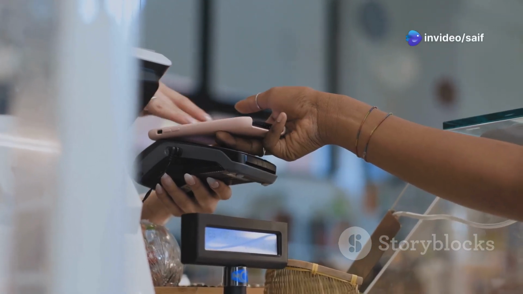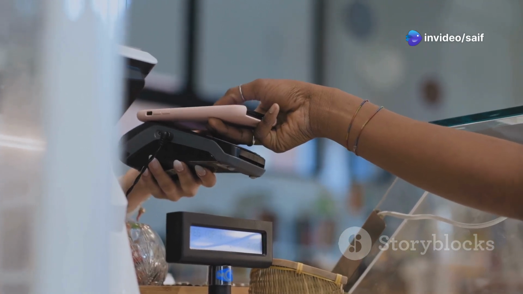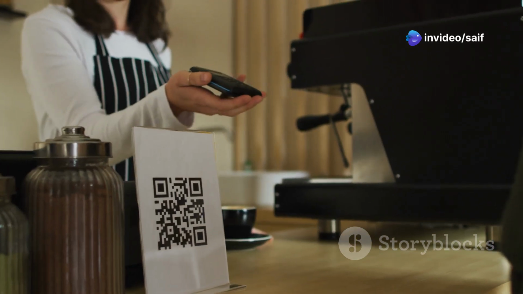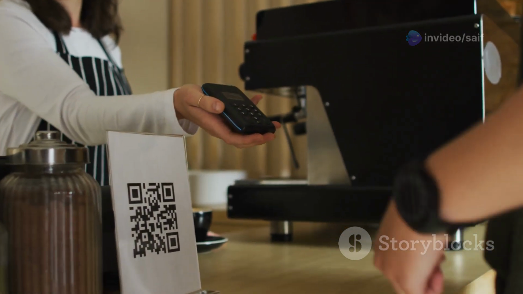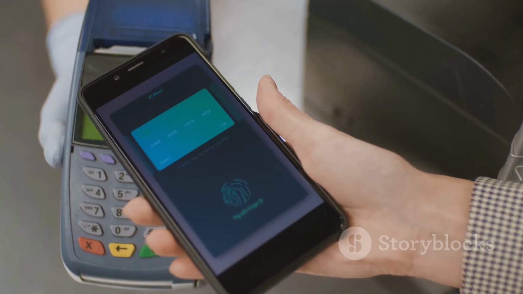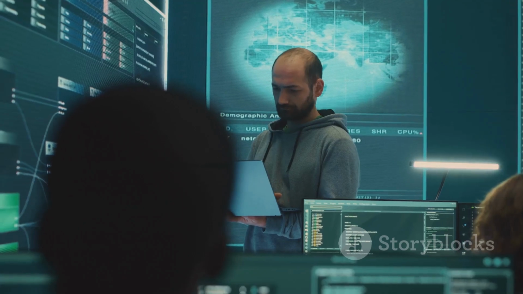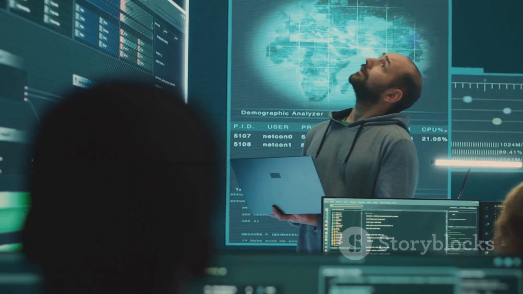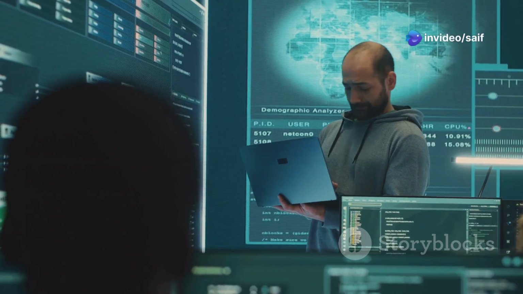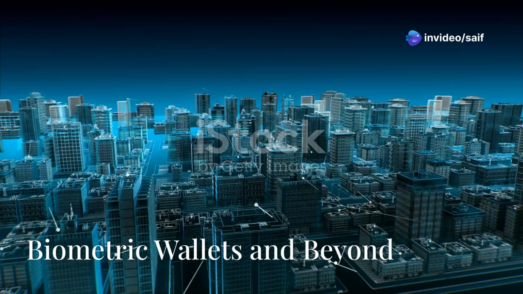This digital revolution transformed how we interact with money. Cash transactions are becoming increasingly rare in many parts of the world. The convenience of digital payments is undeniable, but this shift also raises concerns about privacy, security, and the potential for financial exclusion.